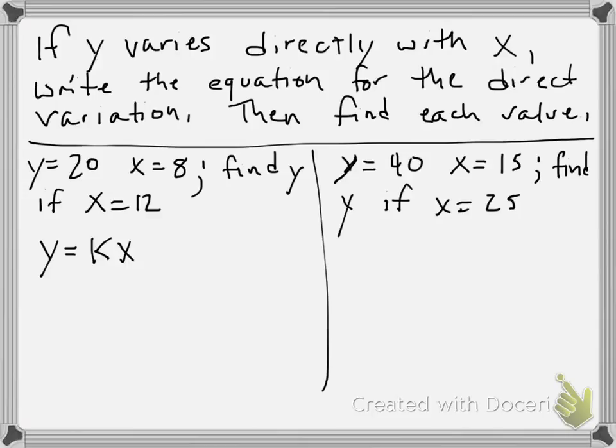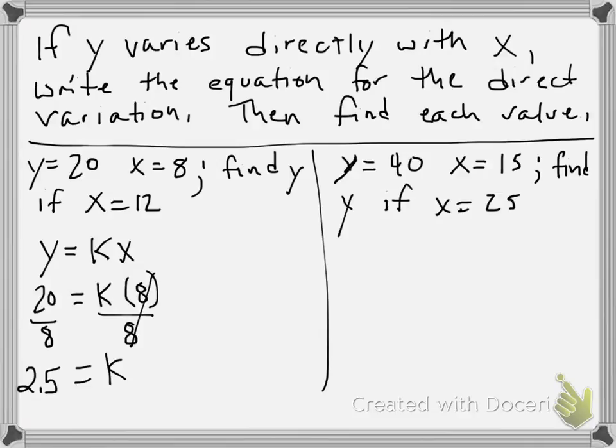They give us y equals 20, so I'm going to substitute in 20. I don't know what k is, but I do know that x equals 8. So now I can just get k by itself by dividing by 8. Do the same thing over here, and if I divide 20 by 8, I get 2.5, so k is equal to 2.5. So now, the next part, I did my first part, so I'm done with that. Find y if x is equal to 12.